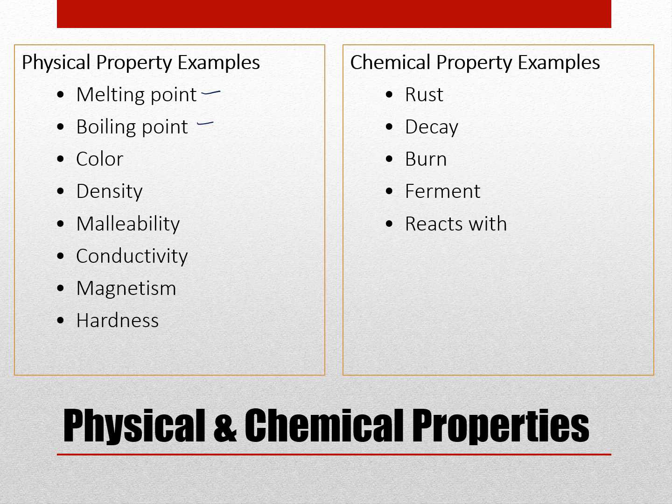Color, as long as it's not changing color. Density, malleability. Malleability is being beaten into thin sheets. Can it be beaten into thin sheets? A classic example would be aluminum foil. Conductivity: does it conduct electricity? Is it magnetic? And how hard is it?